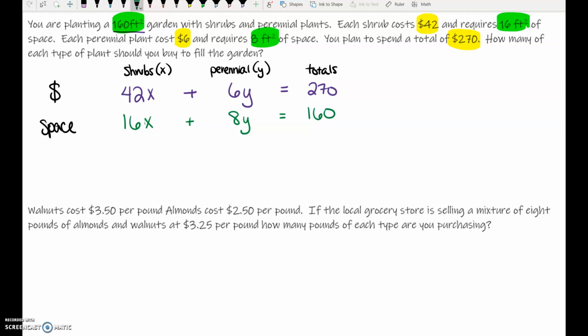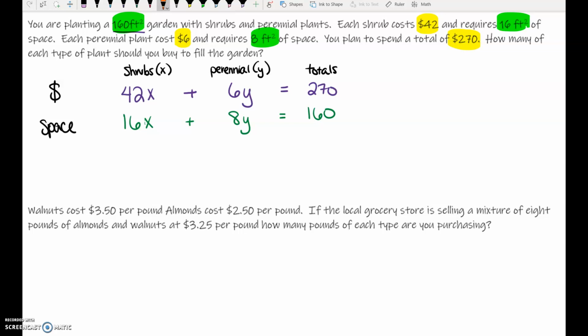So if you match up the money and the space, it should be easier to figure out those equations. And the order that you write the equations does not matter. If you have the 16x plus 8y equals 160 on top and the 42x on the bottom, that is totally fine. Okay, we aren't going to take the time to fully solve this. I just want you to think about how we would solve this. Substitution, probably not the best. We don't have a y or an x that's easily by itself. We probably need to do elimination.